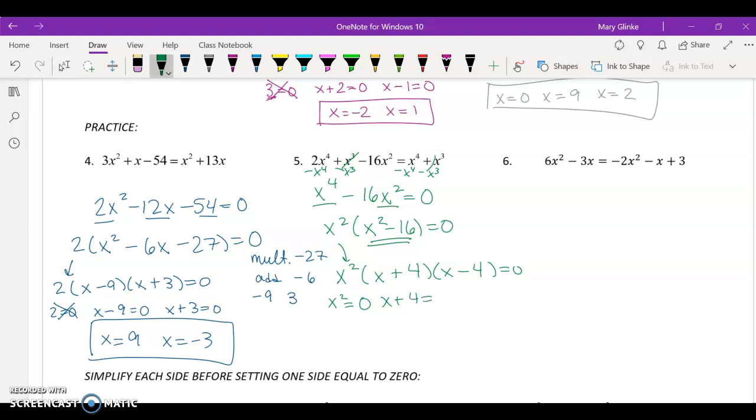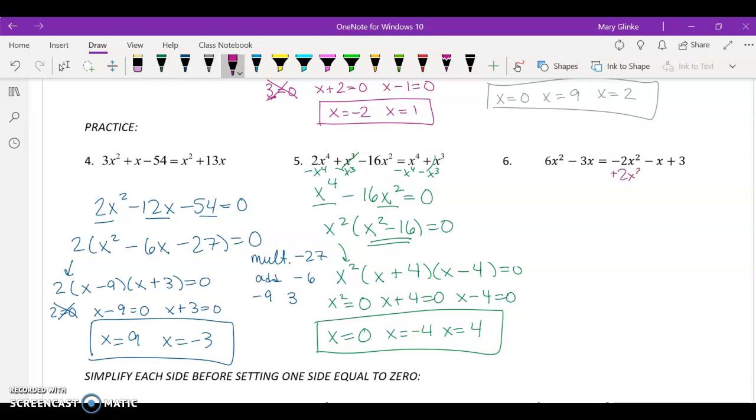Then set each factor equal to 0 and solve. So our first one, x squared equals 0. You square root both sides, you get x equals 0. The next one you subtract 4 from both sides, and the last one you add 4 to both sides.